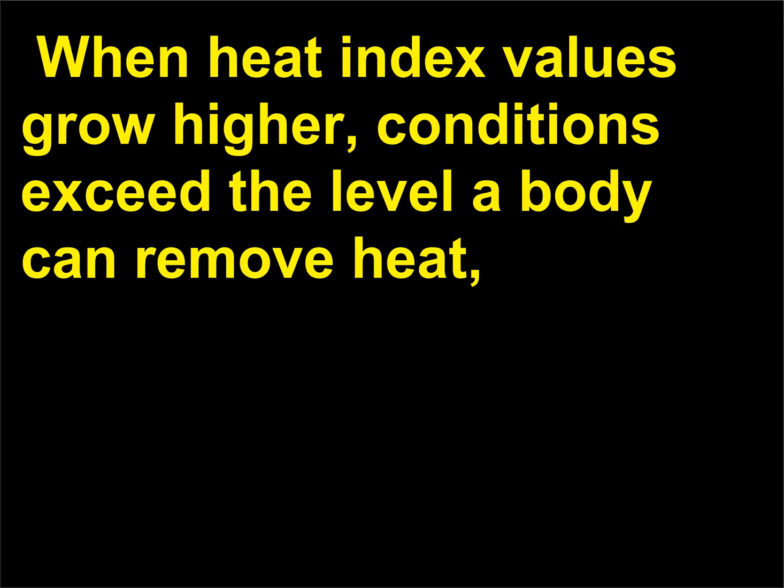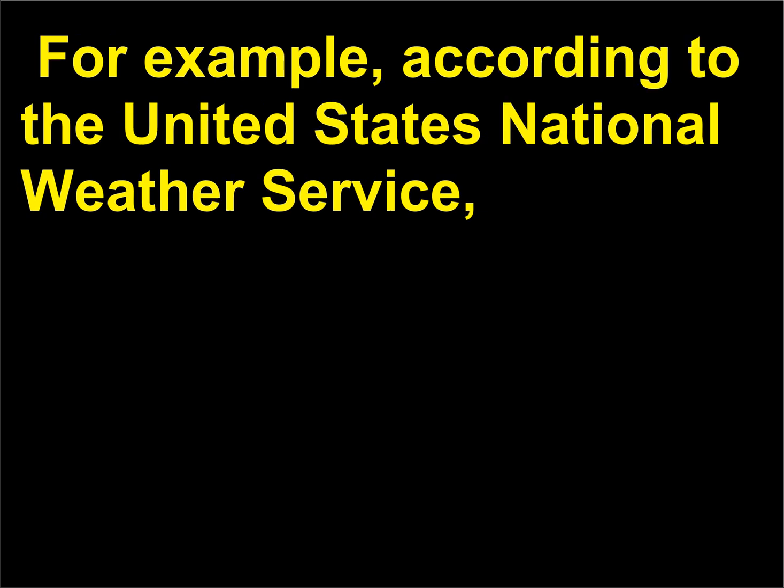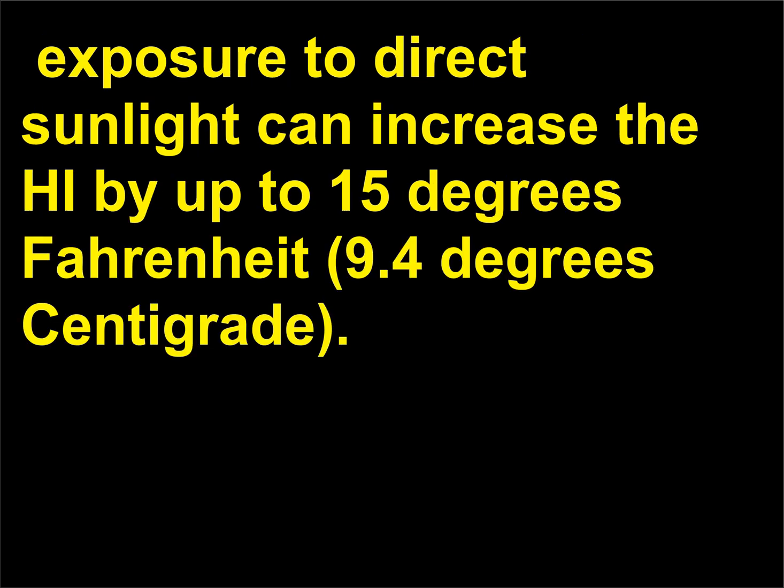When heat index values grow higher, conditions exceed the level at which a body can remove heat, causing the body temperature to rise. This can cause heat-related illnesses, such as sunstroke or heat exhaustion. For example, according to the United States National Weather Service, exposure to direct sunlight can increase the heat index by up to 15 degrees Fahrenheit, 9.4 degrees centigrade.